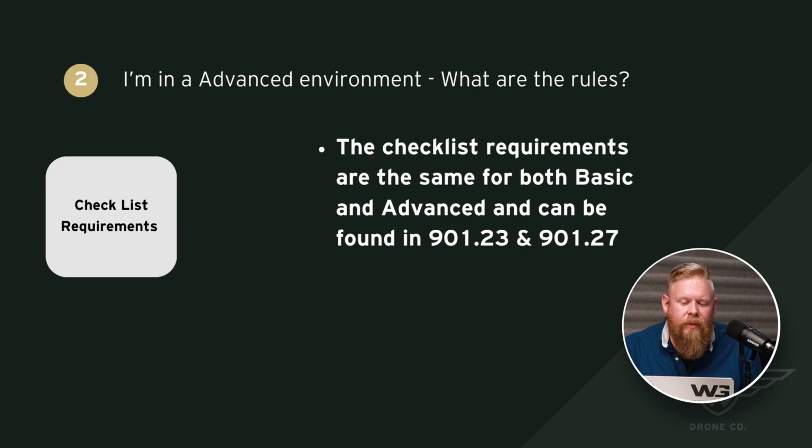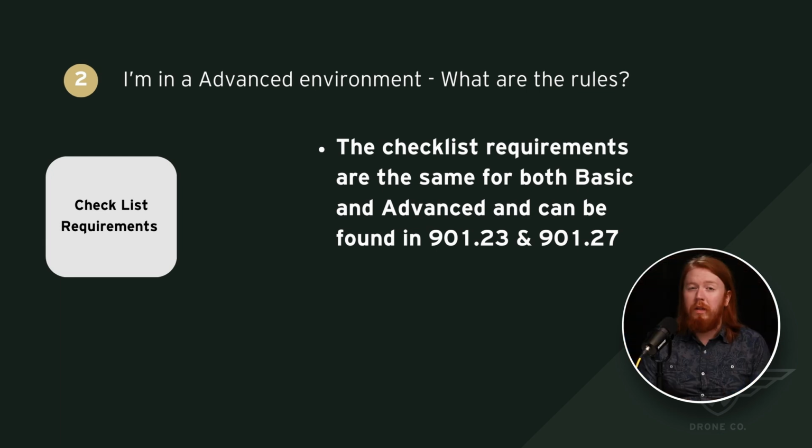So you're in an advanced environment, and we're still talking about the rules. Checklist requirements are the same for basic or advanced pilots: the checklist requirements, 90123, 90127. We do have two different versions of the SOP course with our basic and advanced, and that's more because in our advanced we're going to spend more time talking about advanced operations and the site survey process. Whereas if you're just a basic person, you're going to be concerned less with NAV Drone on the permission side, but at least on the site survey side. So we're going to streamline that a bit more.